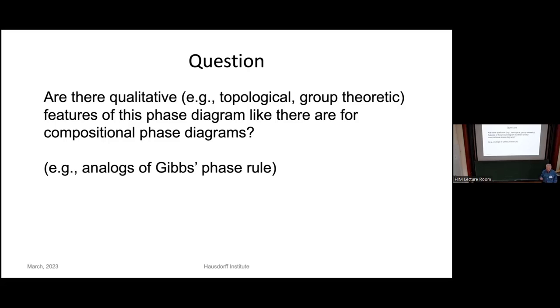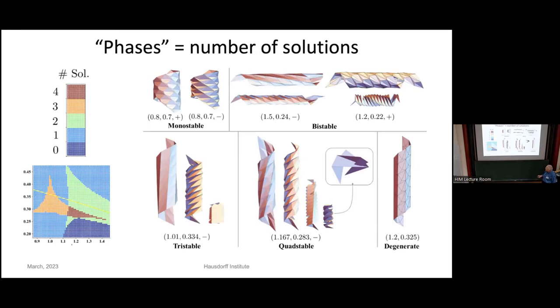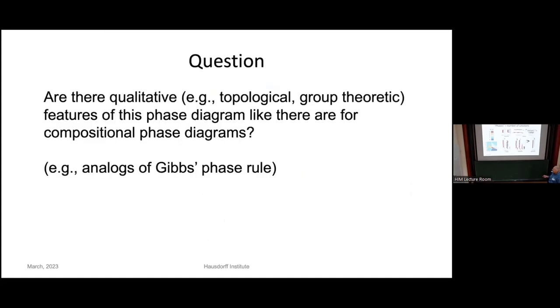So it would be very nice to know this for these origami diagrams. That's a sort of mathematical problem, right? What are the general restrictions on it? What kind of regions can we have here, and how can they intersect and so forth, and what's possible? So that's completely unknown, of course, because this is a new way of thinking about phase diagrams that hasn't been investigated.